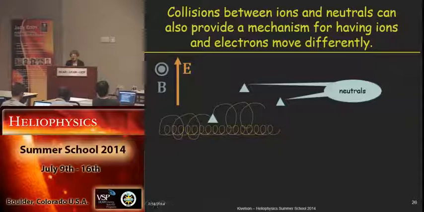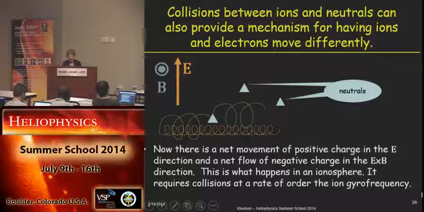Good. So there's a net movement of positive charge in the E direction, net flow of negative charge in the E cross B direction. That's what happens in an ionosphere. And it requires that the collisions be at the rate of order the ion gyro frequency. If the rate goes way above the ion gyro frequency, these poor ions that have gotten collided with never get away, because they keep getting hit, so they never get accelerated.